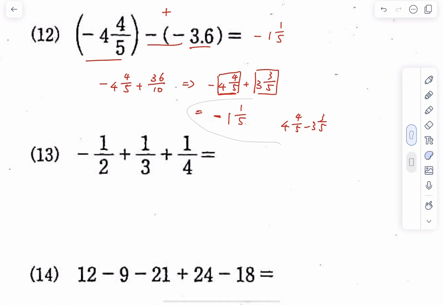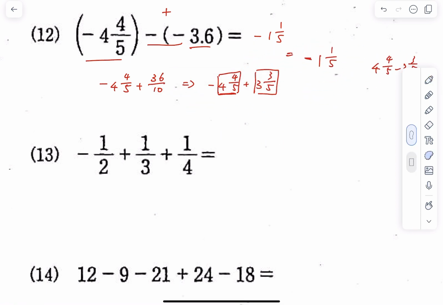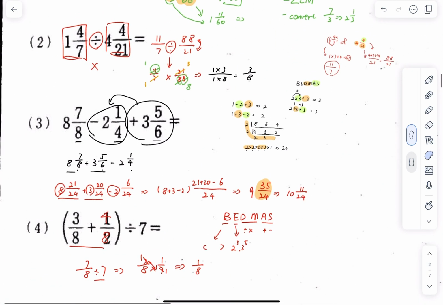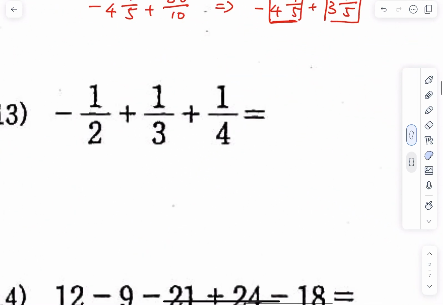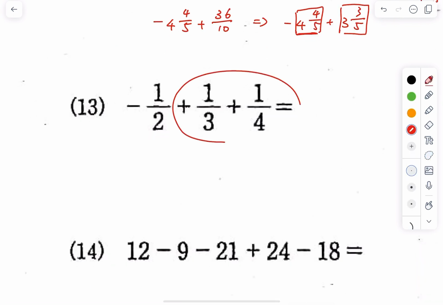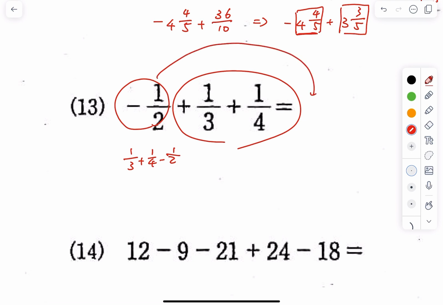Okay, so question number 13. It's actually very similar to what we did back there in question number 3, except the fact that we have to deal with the negative first. So what I can do in this case is actually do the addition first. Remember, when we talk about addition and subtraction, we can rearrange, swap things around. Literally we can do 1 over 3 plus 1 over 4 minus 1 over 2. We'll just move this 1 over 2 to the end, so I don't have to deal with the subtraction or negative at the front, okay?